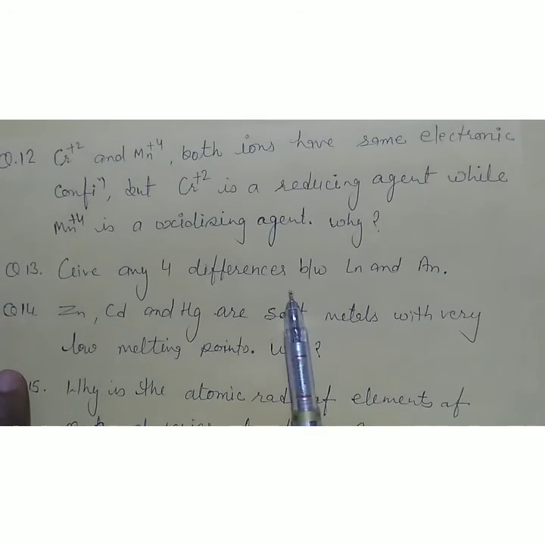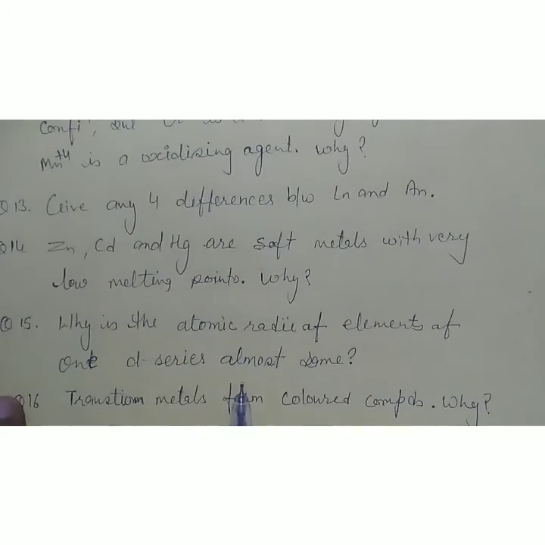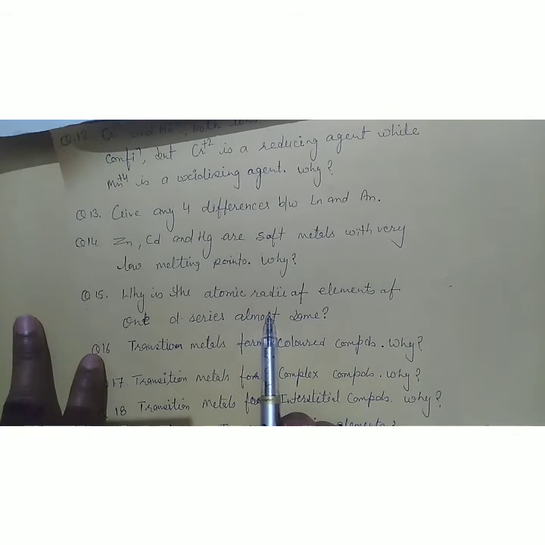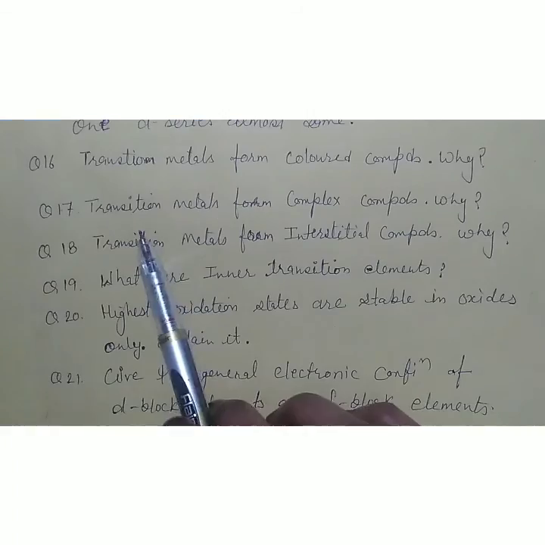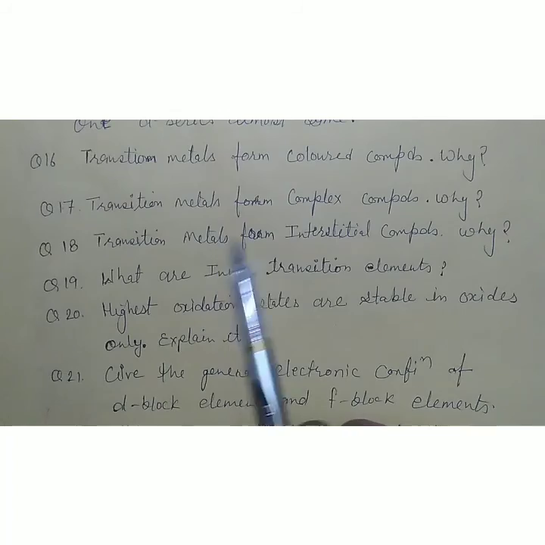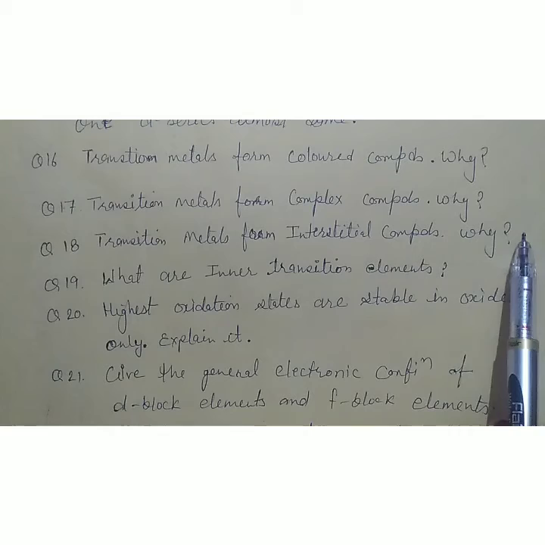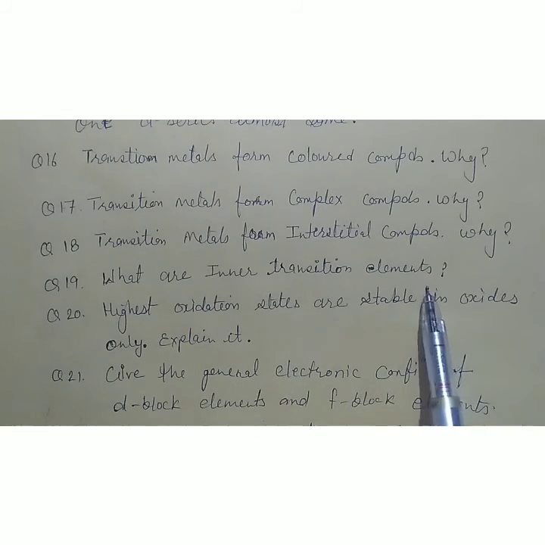Give any 4 differences between lanthanides and actinides. What's the reason that Zn, Cd and Hg are very soft metals with very low melting points? Why? Next question. Why is the atomic radii of the elements of the 3d series almost the same? Transition metals form colored compounds. Why? Transition metals form complex compounds. Why? Transition metals form interstitial compounds. Why? What are inner transition elements?